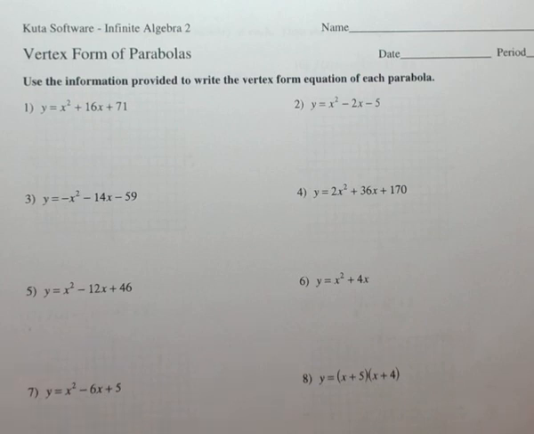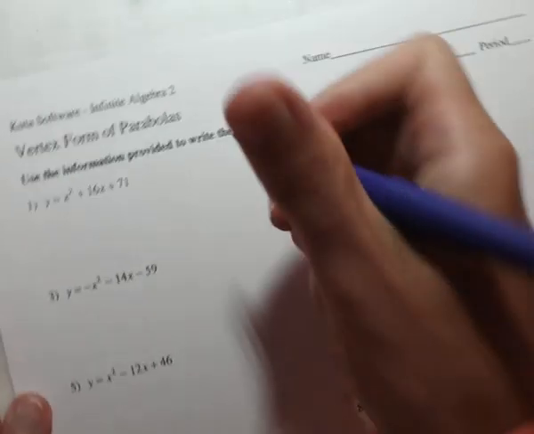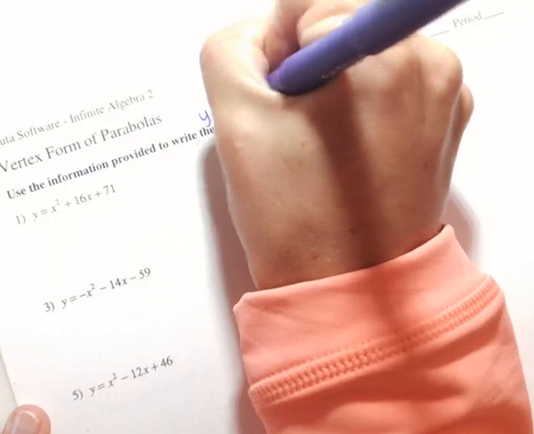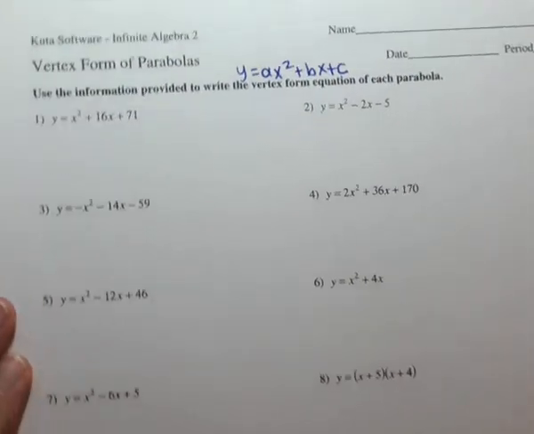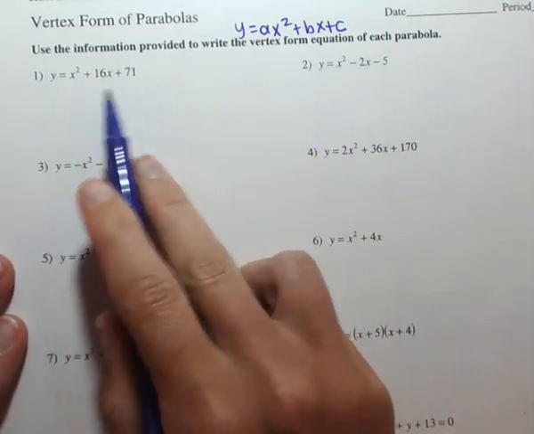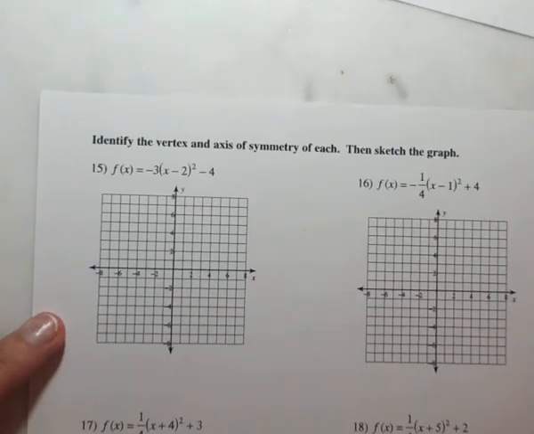All right, we are going to look at two different forms of quadratics. The first is standard form. A lot of times you will see the standard form written as y equals ax squared plus bx plus c. We don't like standard form because it's a little bit harder to graph without a calculator. We like the vertex form.